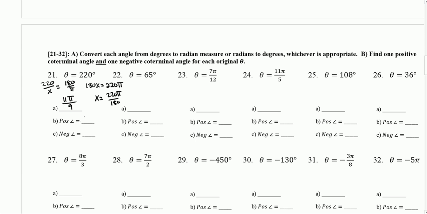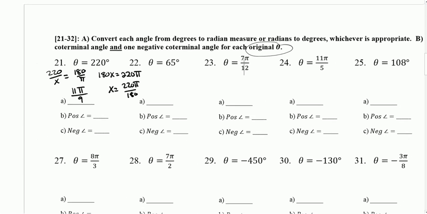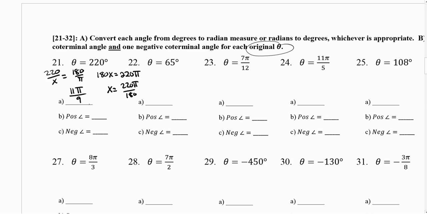Positive coterminal angle. It doesn't really state whether it wants it in degrees or in radians, does it? Read it again. Convert each angle from degrees to radian, then find one positive, one negative coterminal angle for each original. So the original is in degrees, and so I'm going to work with degrees. To get one positive, I'm going to add 360 to 220. So 220 plus 360 gives me 580. And to get a negative, I'm going to take 220 minus 360 and get negative 140.